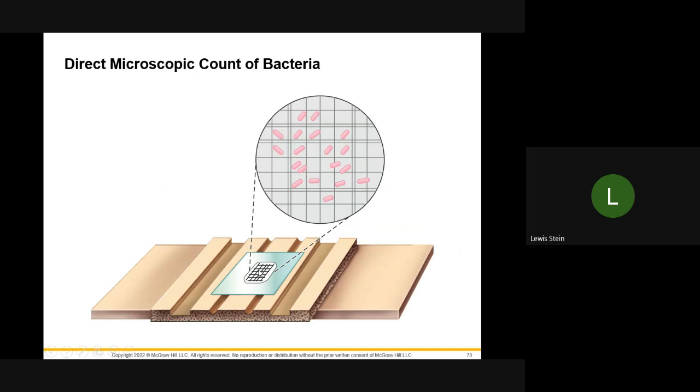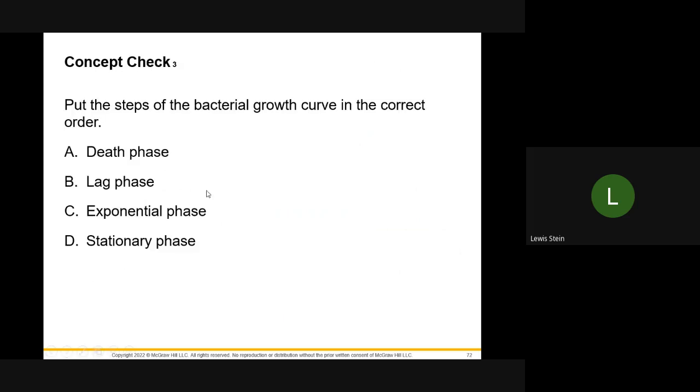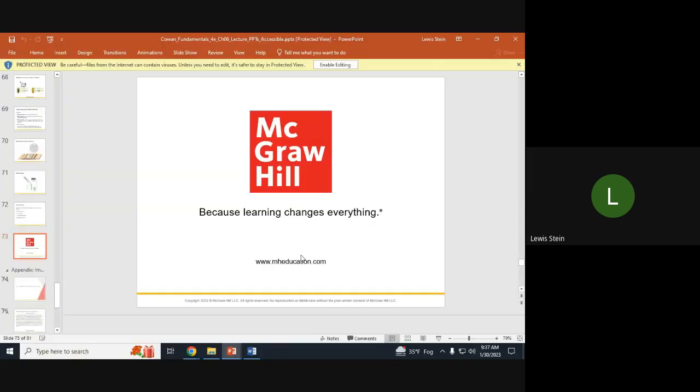See, there's a slide. Yeah, I see bacteria. We should do that for blood cells as well. Coulter counters, see you later. I think we got it. By George, I think we've got it.